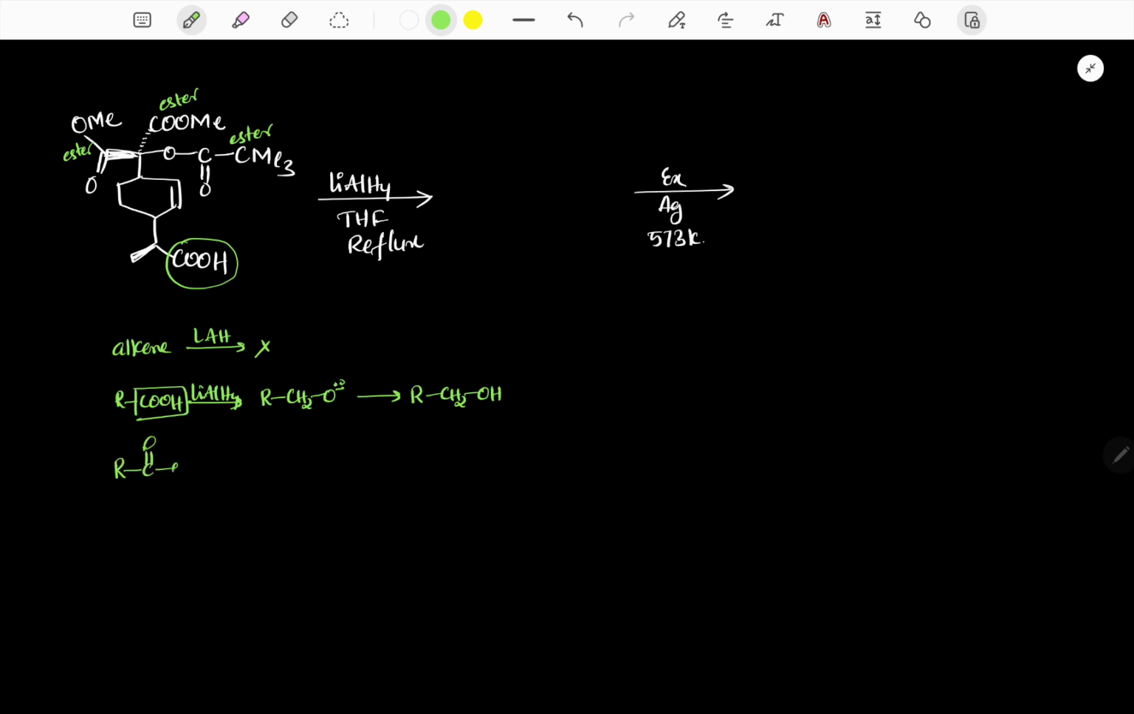Carboxylic ester, when treated with lithium aluminum hydride, here simply you can write the answer. The CO group is converted to RCH2O minus, and the leaving group is RO minus. Directly you can write the answer like this, and the corresponding products are RCH2OH and ROH. So the leaving group is converted to ROH, and the remaining part is converted to primary alcohol. Similarly here, if I look carefully, reduction takes place.